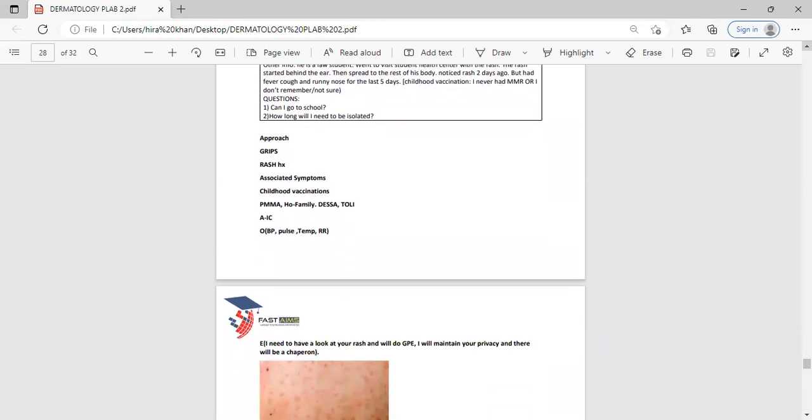Now you will ask the same rash questions, all the same questions. Where is it? From where did it start? She will mention that in the beginning it was behind my ear, and now it has spread all over my body. So by this you will get the cue that this is measles. And then you will ask about the rest of the questions: any discharge, any itching, any associated symptoms, and childhood vaccination. She will mention that I am not sure that I had an MMR or not, or she will say that I never had MMR. Okay, so vaccination status is important.